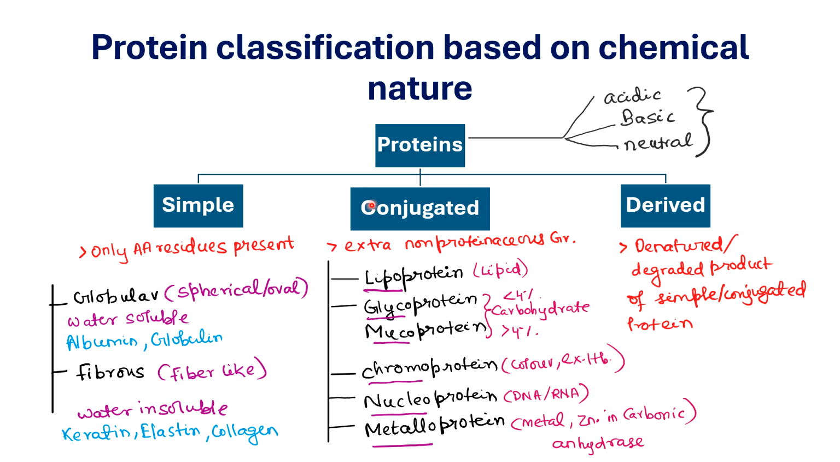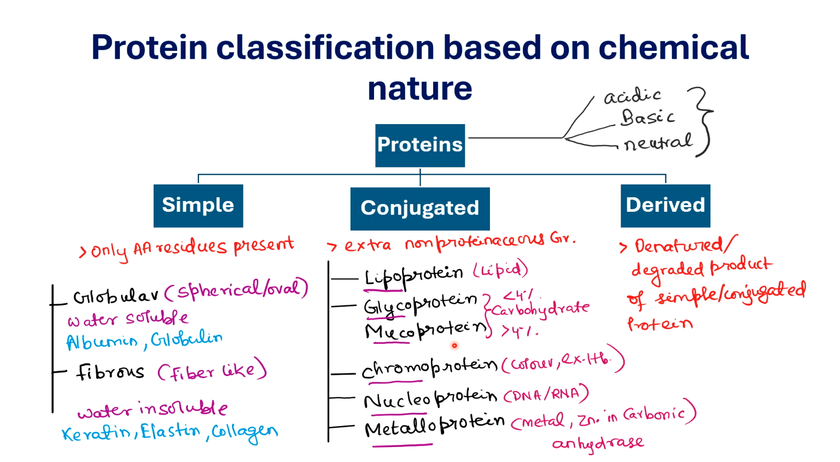Now, if we look into the conjugated protein, it can be lipoprotein, which will have a non-proteinaceous lipid group attached, glycoprotein, which will have carbohydrate attached, mucoprotein will also have carbohydrate attached. Now, the difference between the both is that if the percentage of carbohydrate is less, typically less than 4%, we call it glycoprotein.